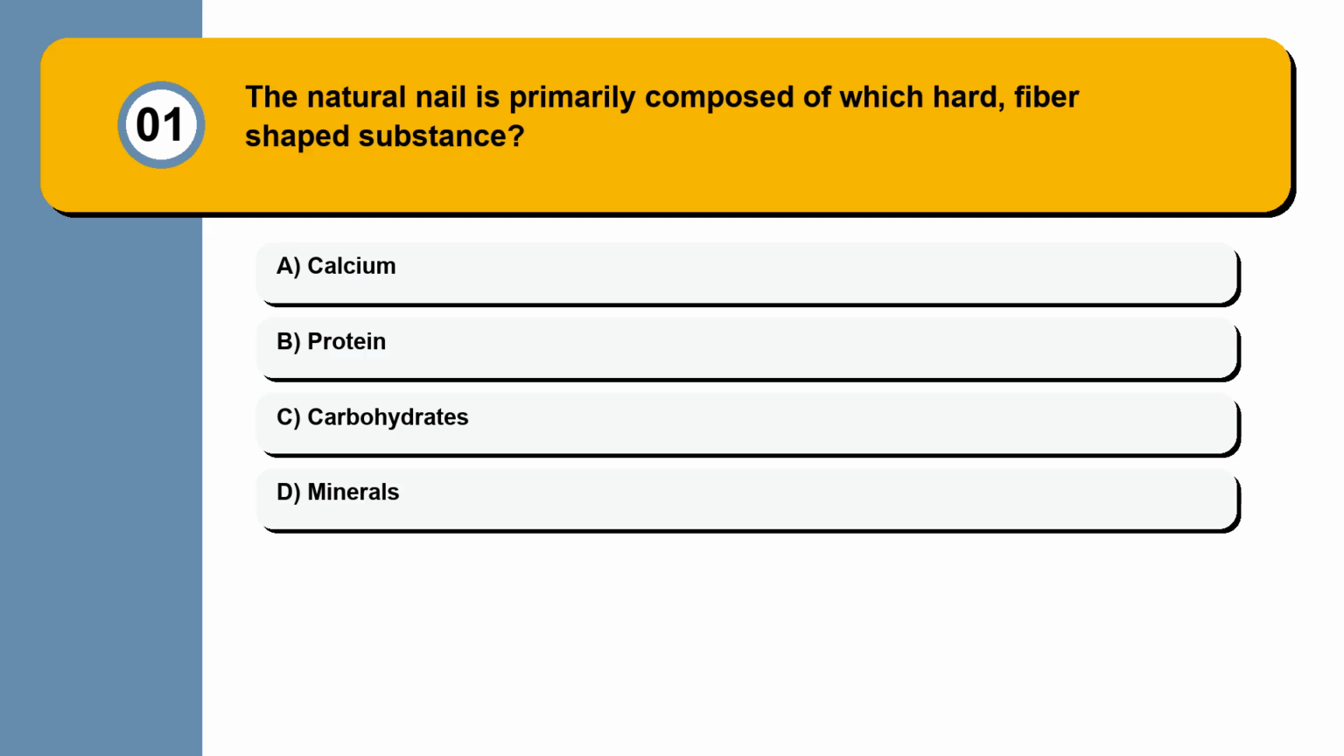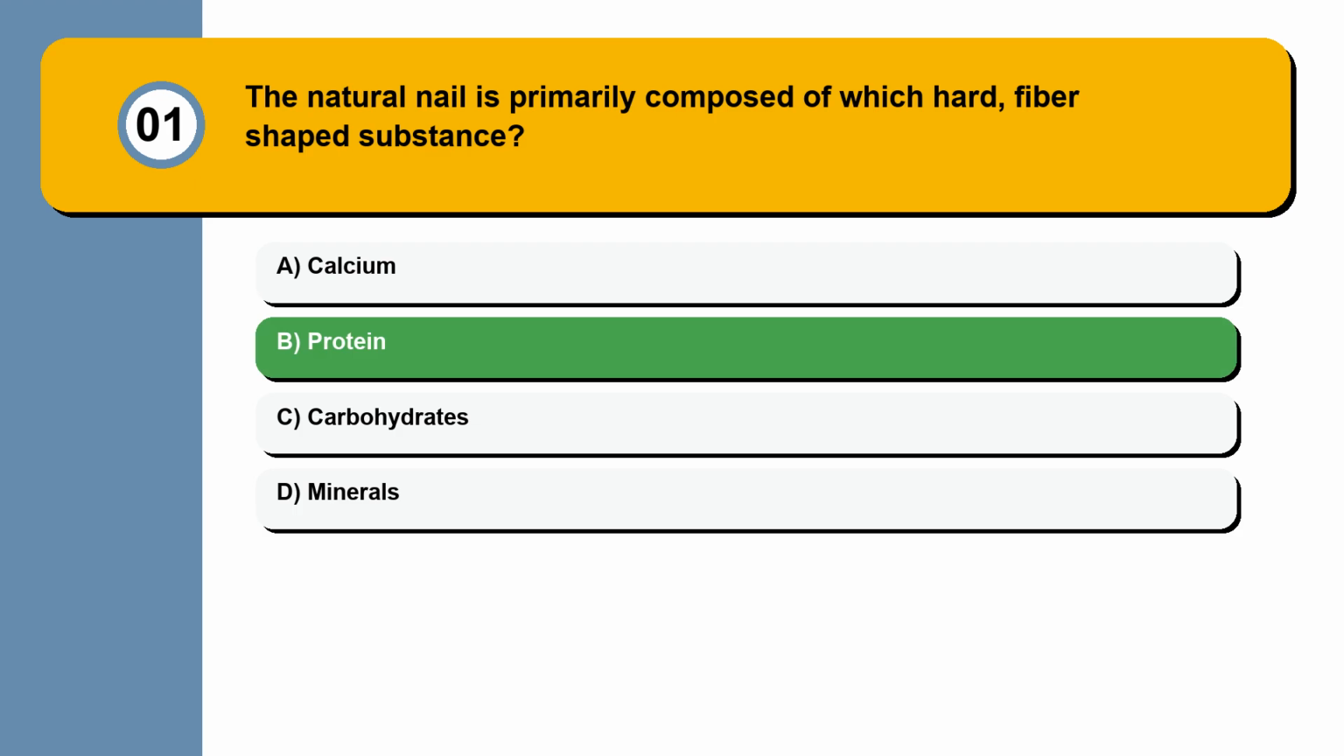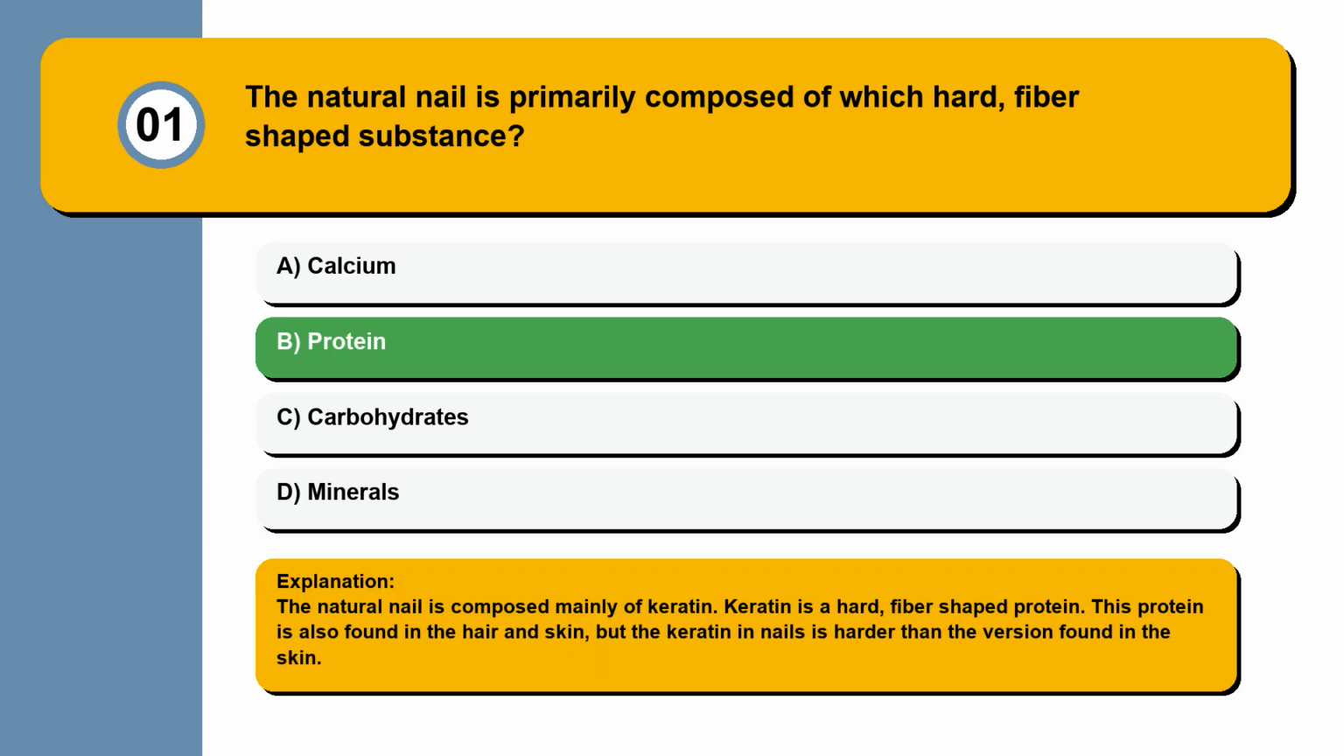Question 1. The natural nail is primarily composed of which hard, fiber-shaped substance? Calcium, protein, carbohydrates, minerals. The natural nail is composed mainly of keratin. Keratin is a hard, fiber-shaped protein. This protein is also found in the hair and skin, but the keratin in nails is harder than the version found in the skin.